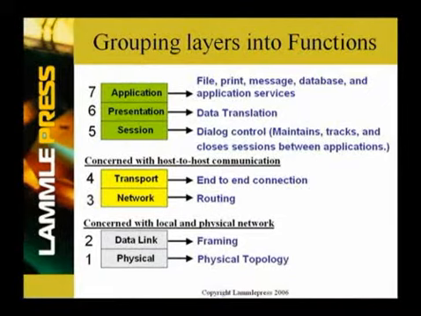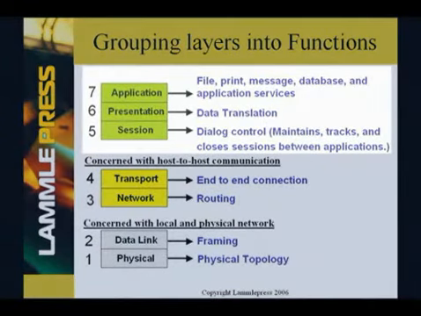Let's take a look at how the OSI reference model is grouped into functions and layers. First off, we have 7 layers. Layer 1 being the physical layer, and then going on up through layer 7 in the application layer. The application layer is responsible for file, print, message, database, and application services. Basically, the application layer is responsible for network services. The presentation layer will give us translation services.